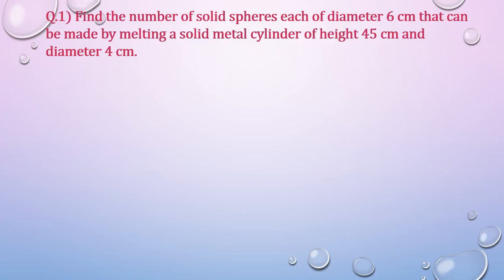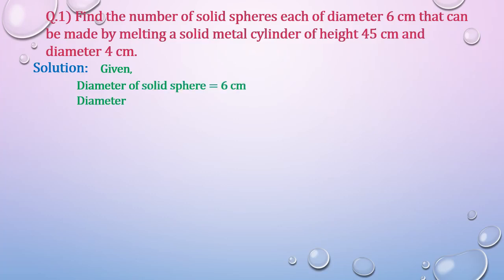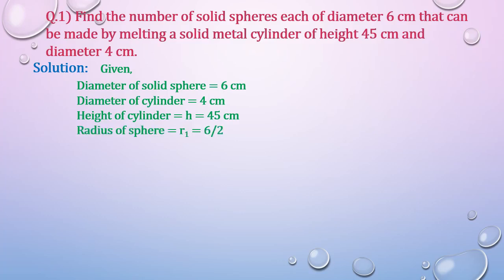Find the number of solid spheres, each of diameter 6 cm, that can be made by melting a solid metal cylinder of height 45 cm and diameter 4 cm. Solution. Given diameter of solid sphere is equal to 6 cm, diameter of cylinder is equal to 4 cm, height of cylinder is equal to h is equal to 45 cm, radius of sphere is equal to r1 is equal to 6 by 2 is equal to 3 cm, radius of cylinder is equal to r2 is equal to 4 by 2 is equal to 2 cm.